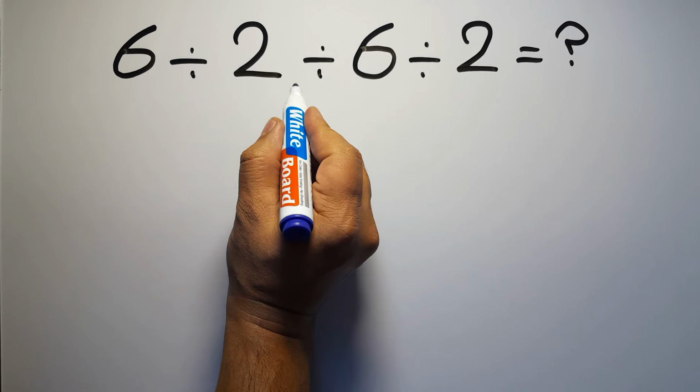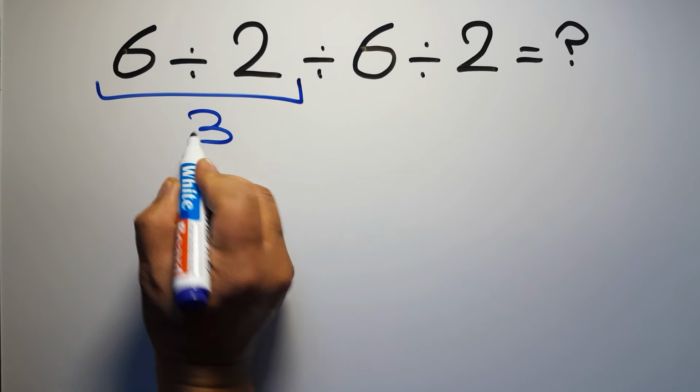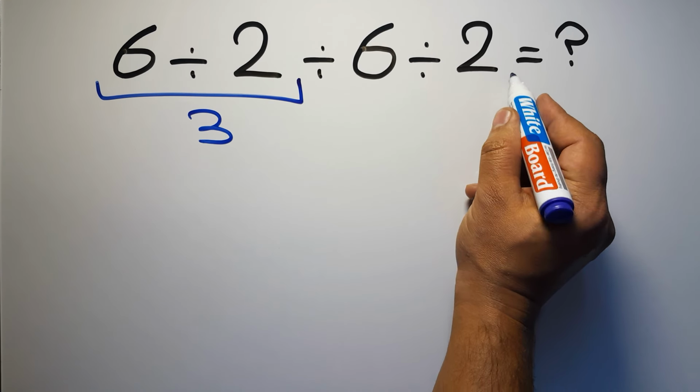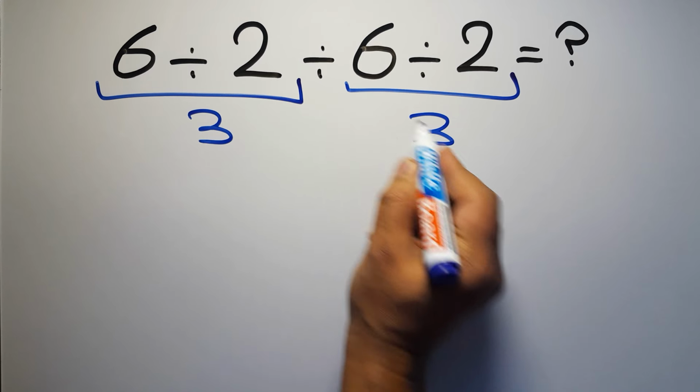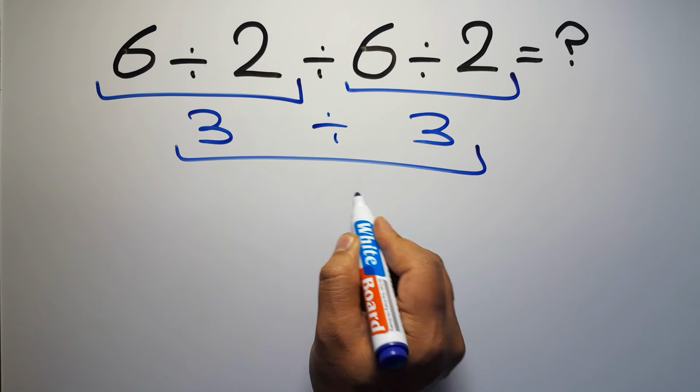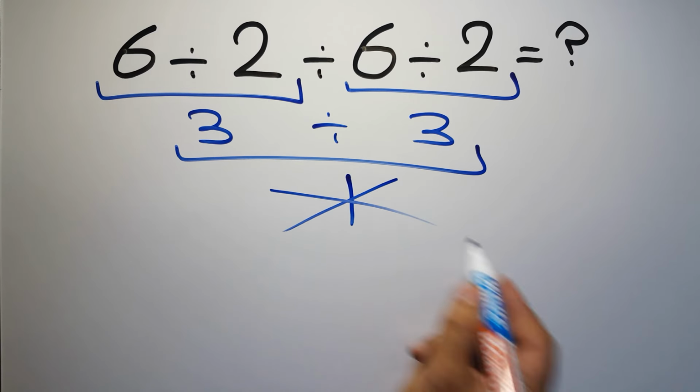6 divided by 2 equals 3. And again here we have 6 divided by 2. So 3 divided by 3, which equals 1. But this answer is not correct.